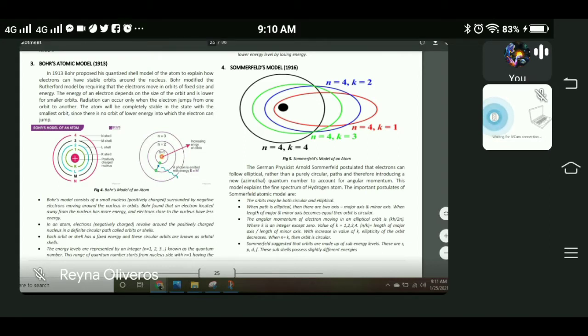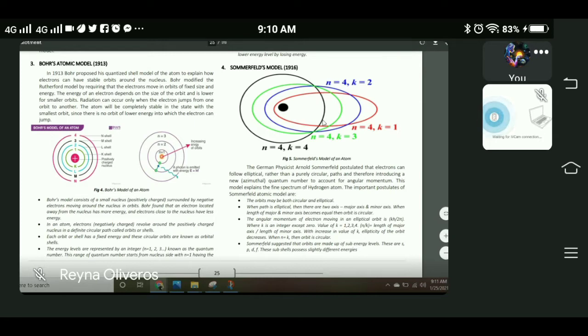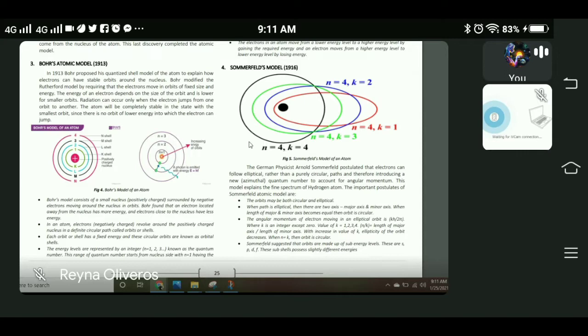Let us now proceed with Sommerfeld's model of the atom, which was proposed in the year 1916. This is its illustration. The German physicist Arnold Sommerfeld postulated that electrons can follow elliptical paths, meaning the motion is elliptical.